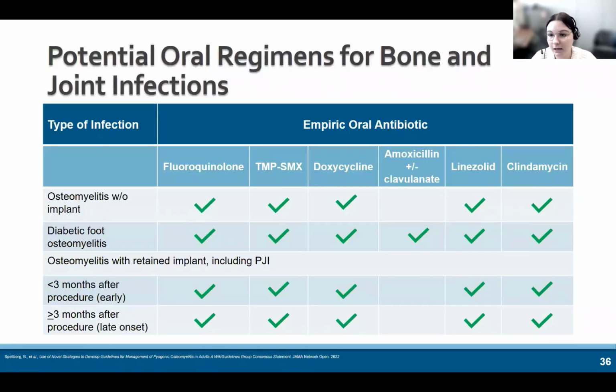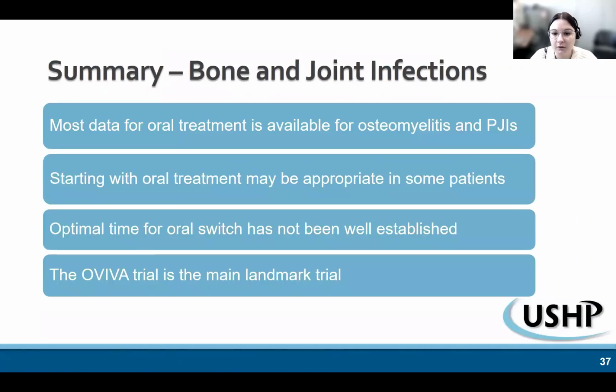This slide is just to summarize the antibiotics recommended in different bone and joint infections based on the available data that we have. Again, this is not an all-inclusive list of the oral options. For the treatment of bone and joint infections, most data really is in osteomyelitis and prosthetic joint infections. The optimal time to start orals or to switch after a short initial IV course really hasn't been well established. We do have data and guidelines to support oral treatment when the patient is clinically stable. In these types of infections, the OVIVA trial really is our main landmark trial for our bone and joint infections.